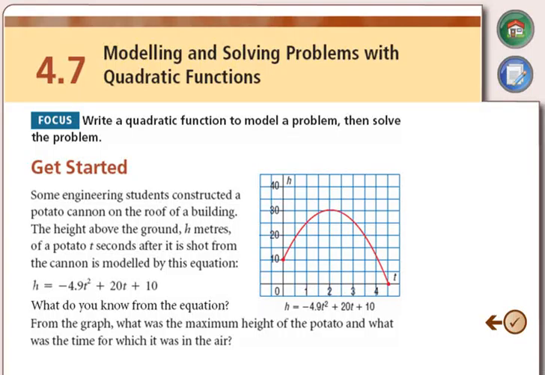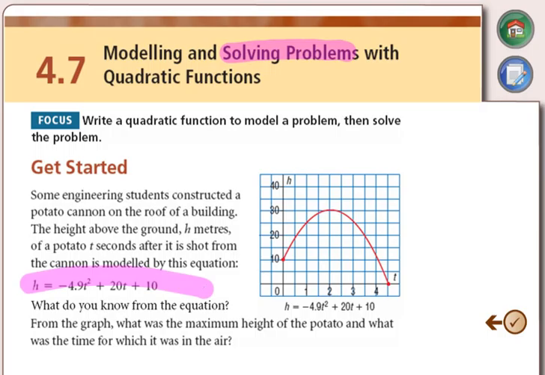Let's get started on 4.7. This is the fun one. We are solving problems here. Let's look at this first one. Some engineering students constructed a potato cannon, fun, on the roof of a building. The height above the ground, h meters, of the potato cannon, t seconds after it is shot from the cannon, is modeled by that equation right there.